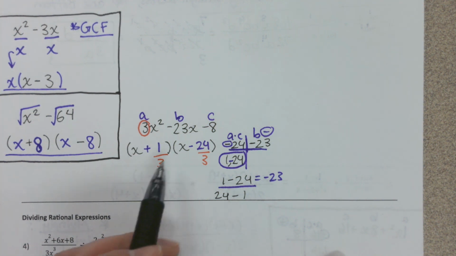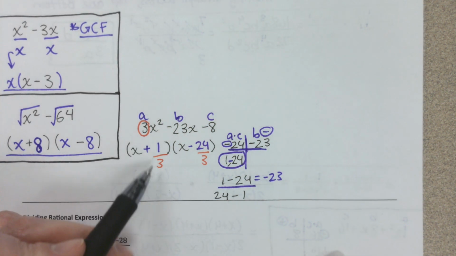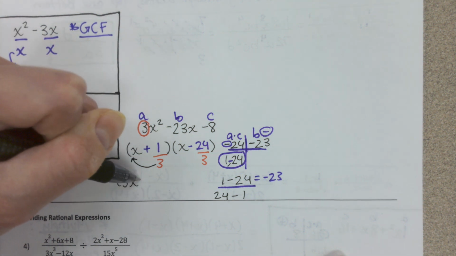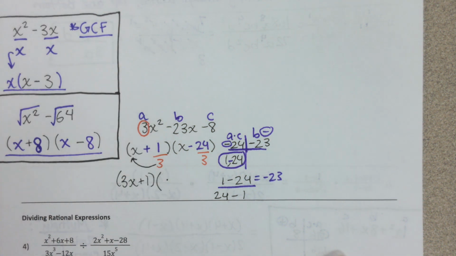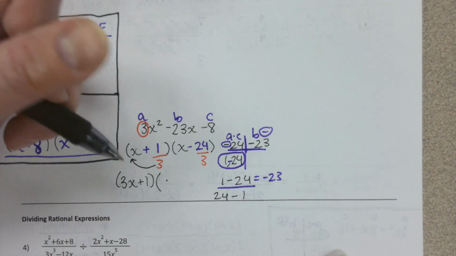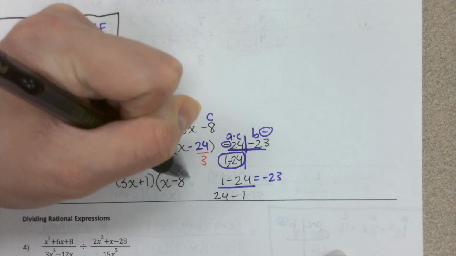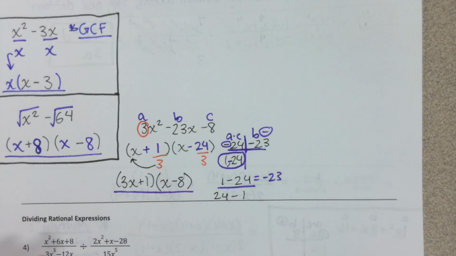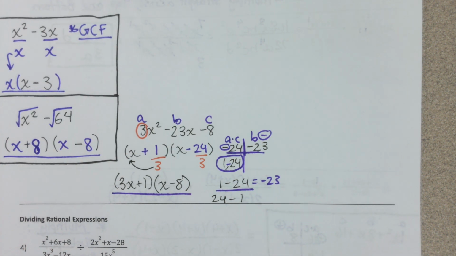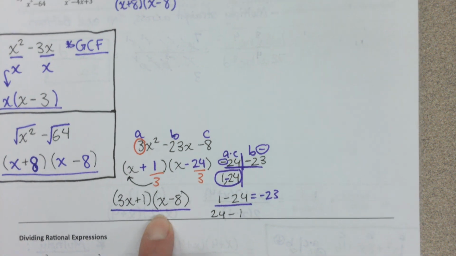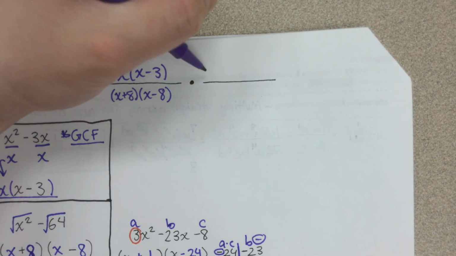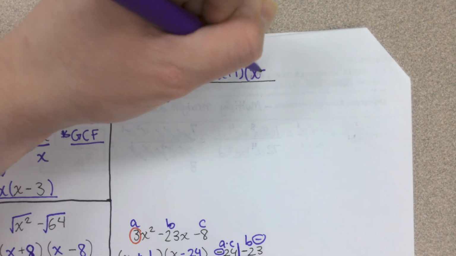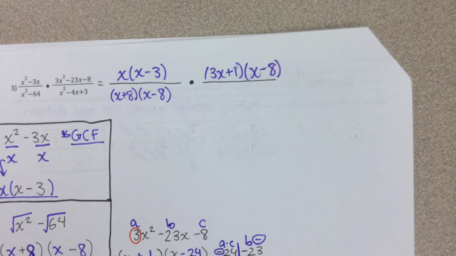And now I do the slide and divide. 1/3, that's a decimal, so I'll move the 3 in front of x. 3x plus 1. And 24 over 3 is 8, so I can divide. X minus 8. So those are my factors, and those will go on top of the second fraction here. 3x plus 1. X minus 8.